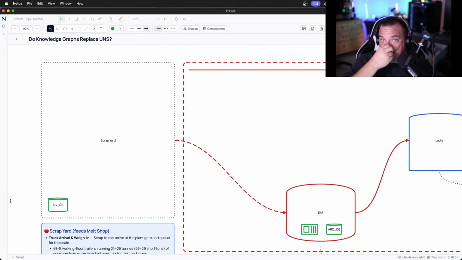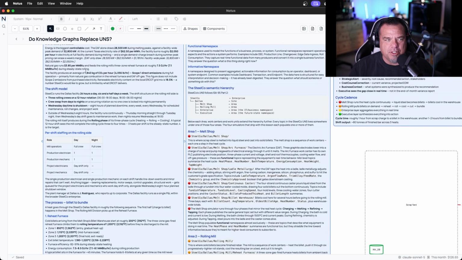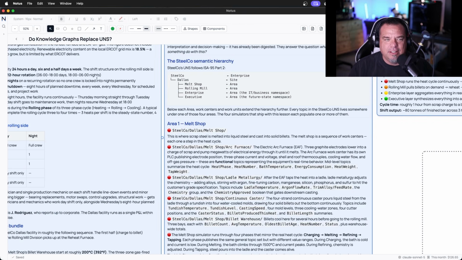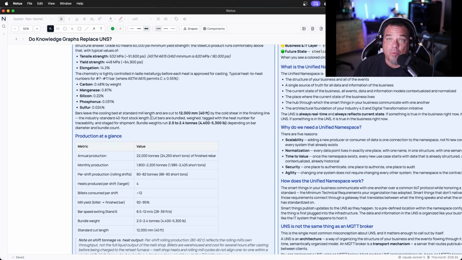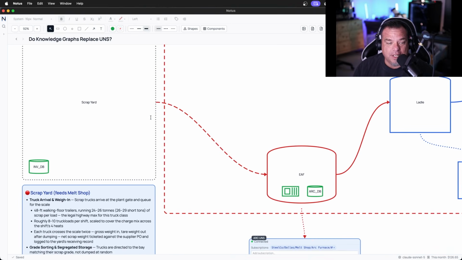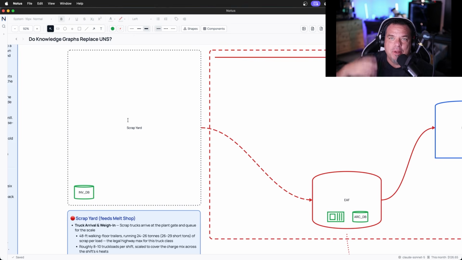What I want to do is show at a high level how this works. We're going to use Steelco, our Steelco plant, as our example here. If you remember, I've gone over this a bunch of times, but essentially we have a rolling mill. We take scrap from our scrap yard, we melt it down, we create billets, we let them cool, we reheat them in a reheat furnace, and we run through a mini mill and we make rebar. In this plant, we make rebar.